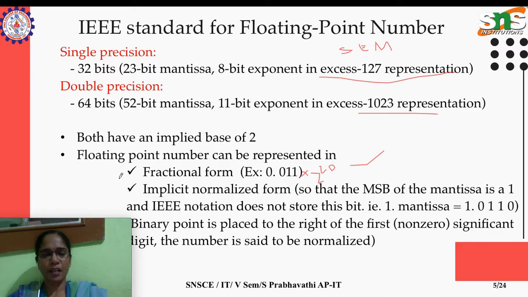Okay. In implicit normalized form, the MSB of the mantissa is 1, and the IEEE notation does not store this bit. There is no space allocated to store this MSB of the mantissa, because it is understood that it should always be 1.